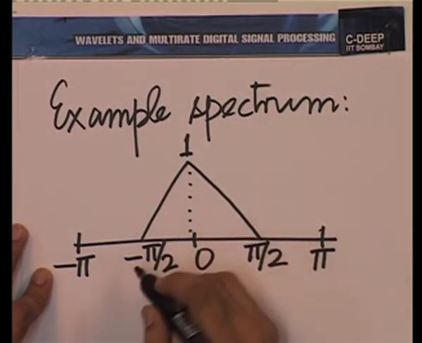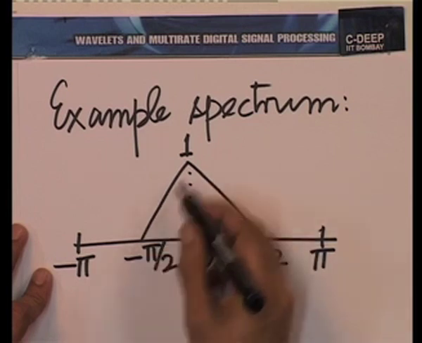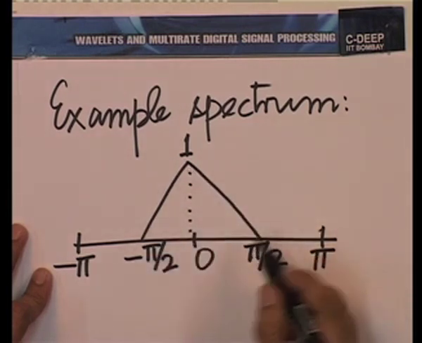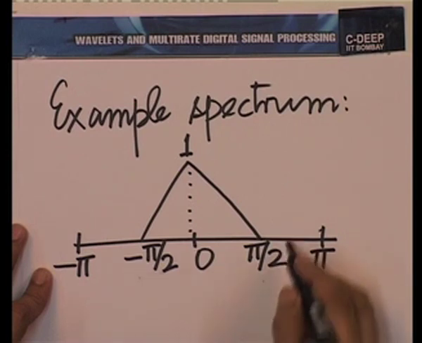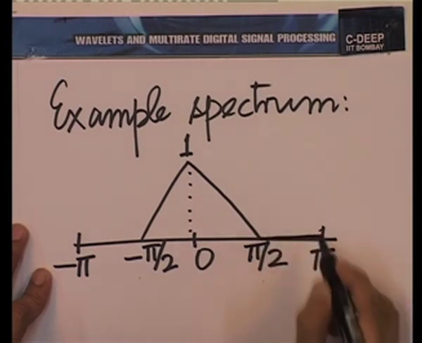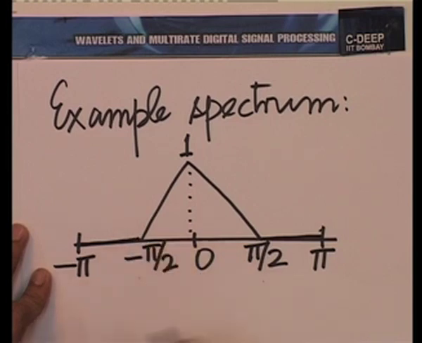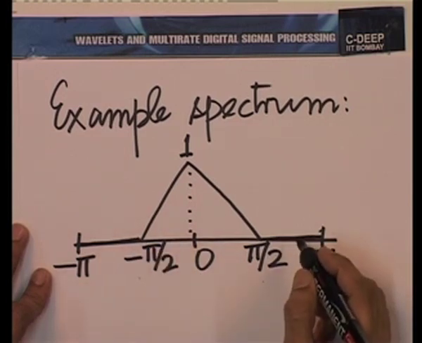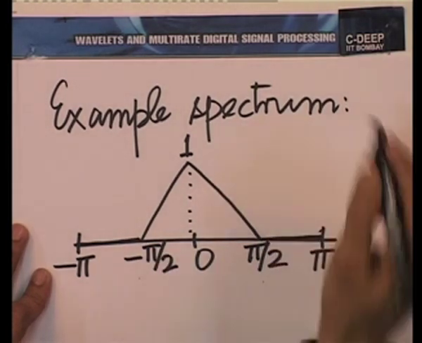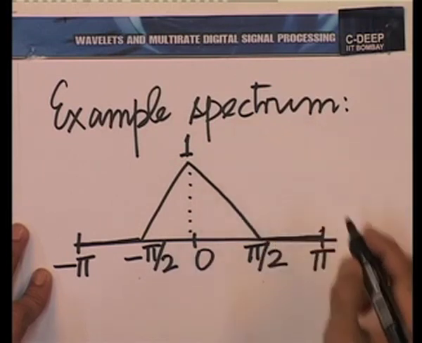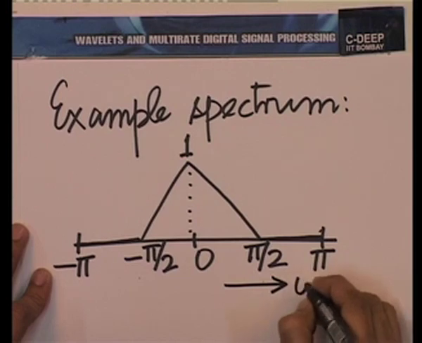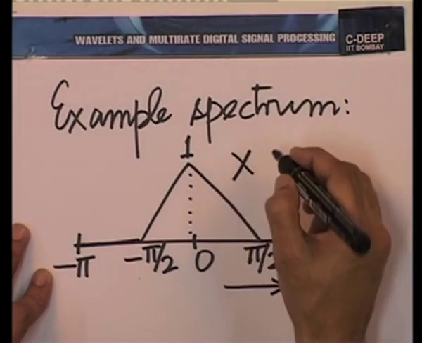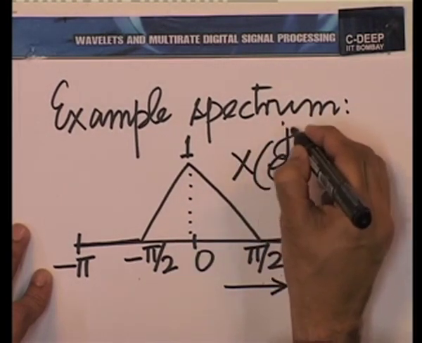Consider an idealized spectrum like this, essentially with lines lying between minus pi by 2 and plus pi by 2 and 0 outside. So, this is the spectrum of some sequence. Let that sequence be x of n. So, this is the normalized angular frequency omega, this is capital X of, strictly, e raised to the power j omega.